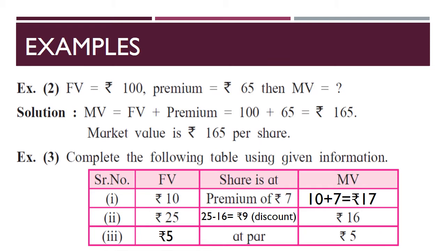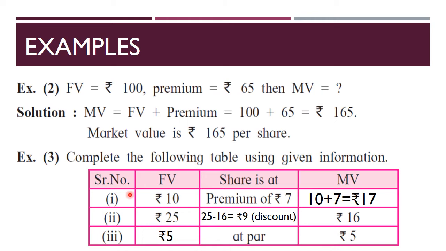So the first example I already discussed in the previous video, so we'll start with example 2. Face value of the share is ₹100. The share is at a premium of ₹65. Then what is the market value? The share is at premium means its market value is more than its face value. If market value is more, you have to add this 65 to the face value, so 100 plus 65 gives the market value of the share, that is ₹165 per share.